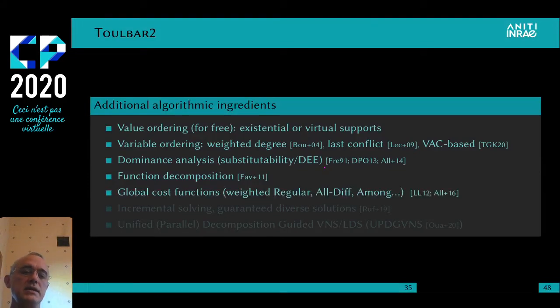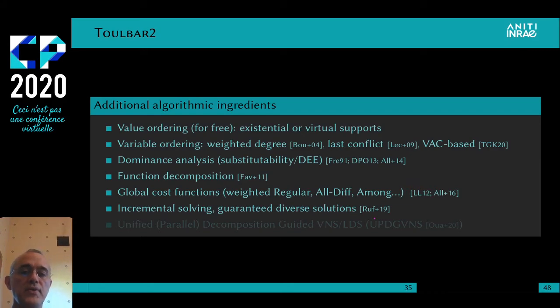You have actually global cost functions, so the equivalent of global constraints but with cost, like weighted regular, decomposable or non-decomposable ones based on flow algorithms, thanks to a collaboration with Jimmy Lee and his students in Hong Kong. You have incremental solving and guaranteed diverse solutions, the work of Manon Ruffini, especially useful for protein design.